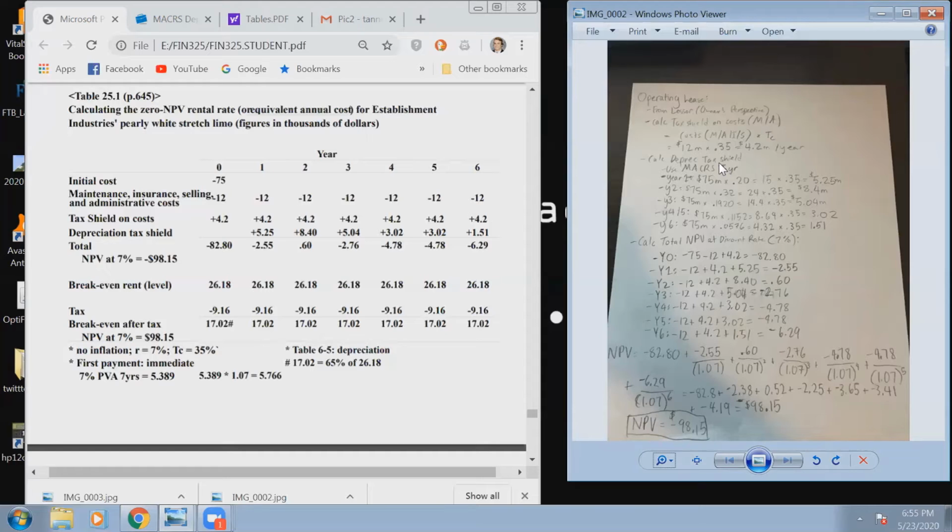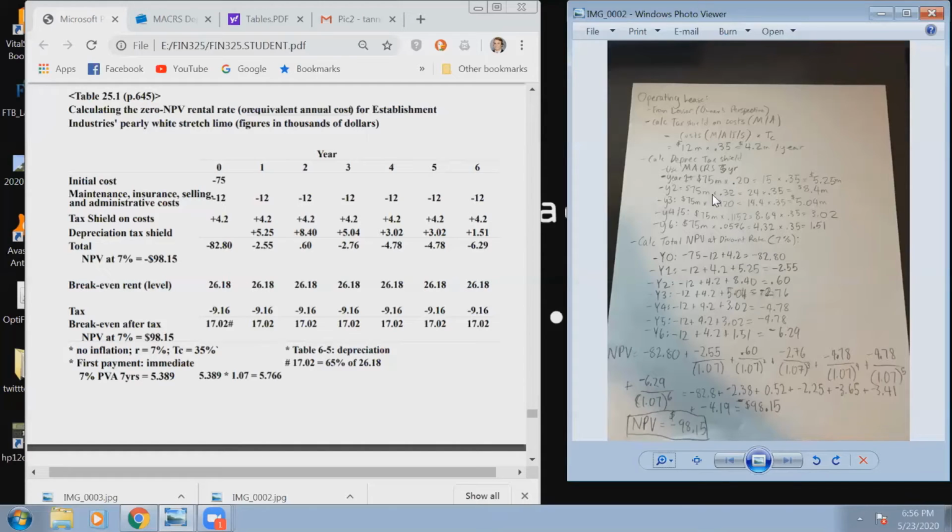And with MACRS, we're actually going to be using different percentages of depreciation on that asset each year. So as you can see, in the first year, it's 20%. We depreciate the asset by 20%. In the second year, we depreciate by 32%. Third year, 19.2%. In the fourth and fifth year, it's the same amount of depreciation on the asset, which is 11.52%. And then in the final year, the sixth year, we have 5.76% depreciation on the asset.